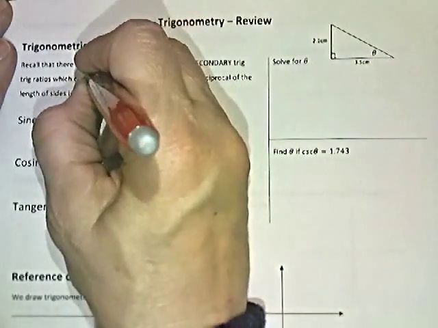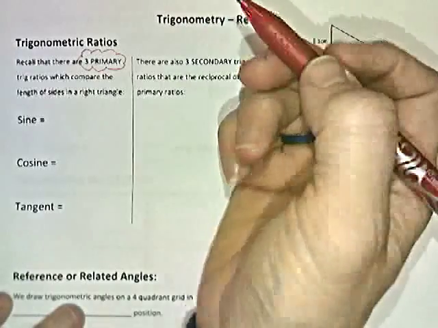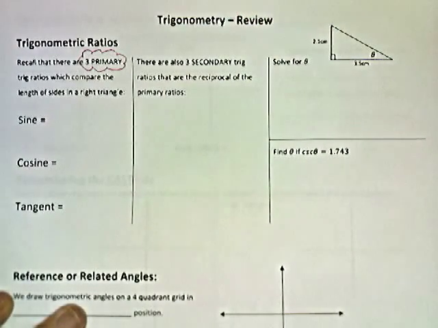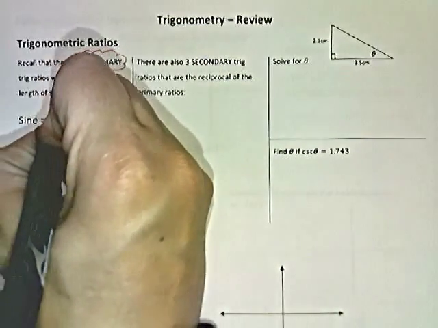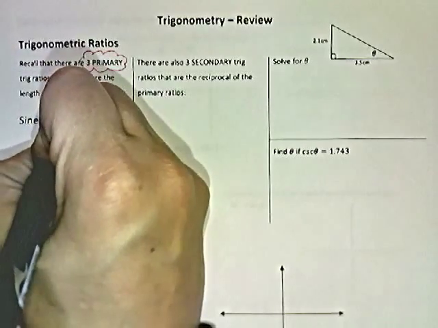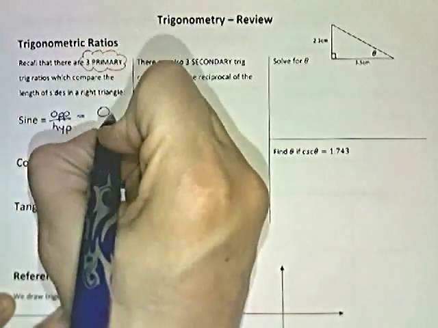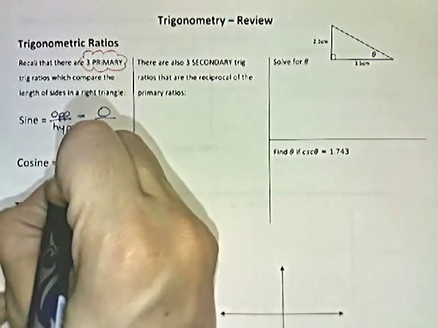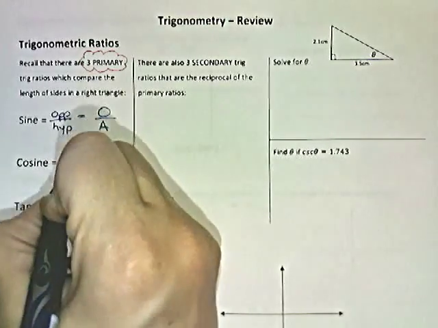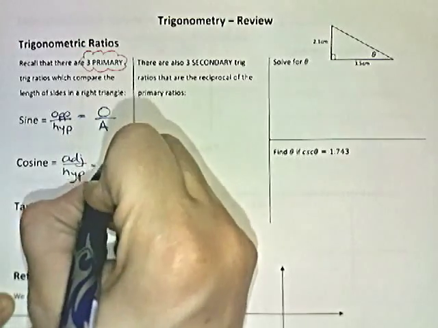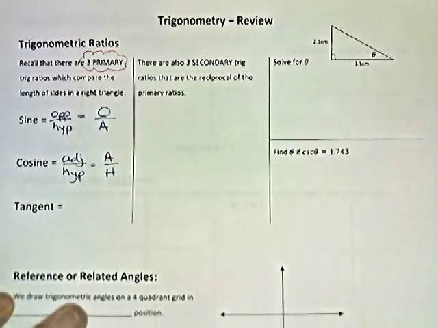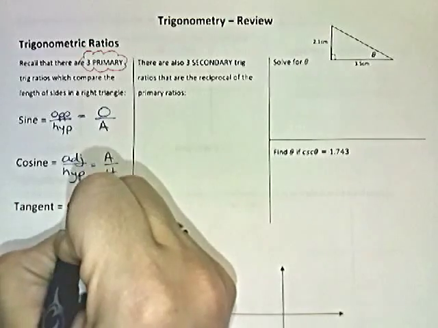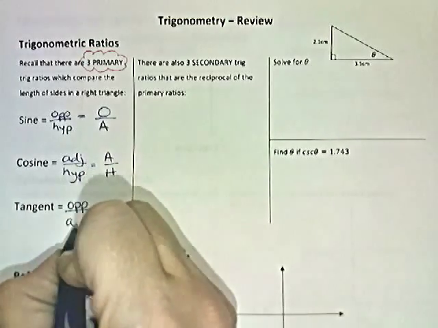When we talk about the three primary trig ratios, all they do is compare different side lengths within a triangle that has a right angle. Sine compares, hey, how big is my opposite side compared to my hypotenuse, which can often be shortened to O over A. Cosine compares two different sides. It says, hey, how big is my adjacent side to my hypotenuse, or adjacent over hypotenuse. And tangent compares how long is the opposite side compared to the adjacent side.